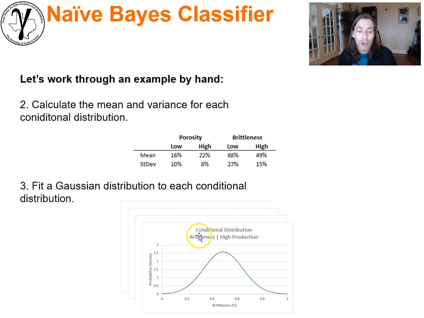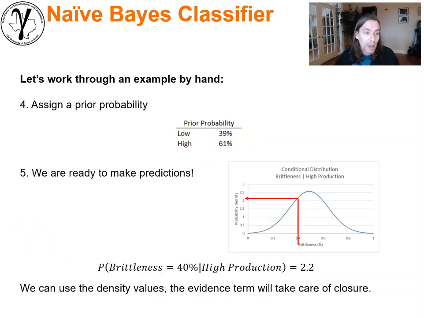The conditional distribution of brittleness given high production, the conditional distribution of brittleness given low production, the conditional distribution of porosity given high production, and low production: four Gaussian distributions. Now what we can do is go ahead and assign a prior probability. Our model's ready. We trained the model. If we've got the prior probabilities, we're ready to go.